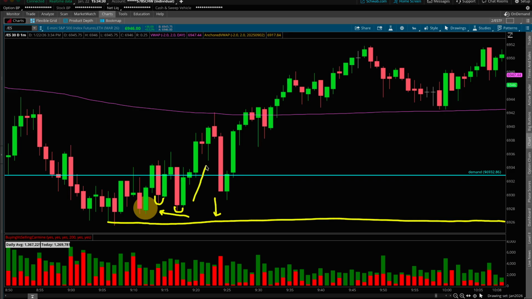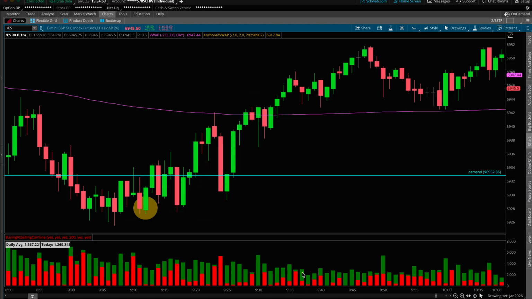And eventually we get a rally up towards the 45s. I took my position off, where was it, around here, I think. Yeah, right about here. I took my position off at the 69.45 and a quarter, I believe. And so that was the trade, a basic market structure demand setup.